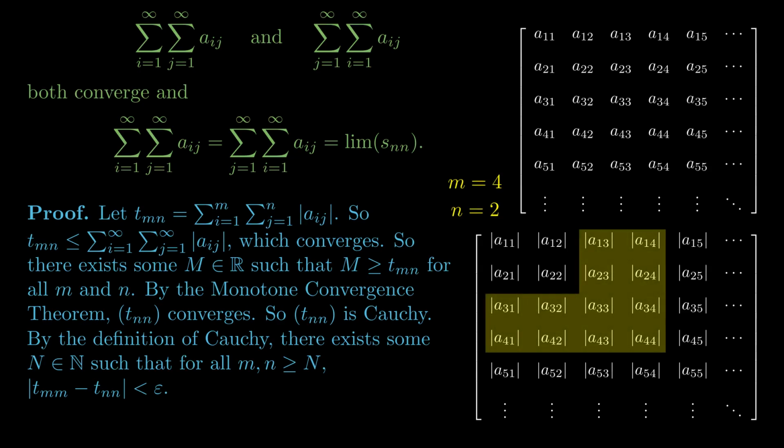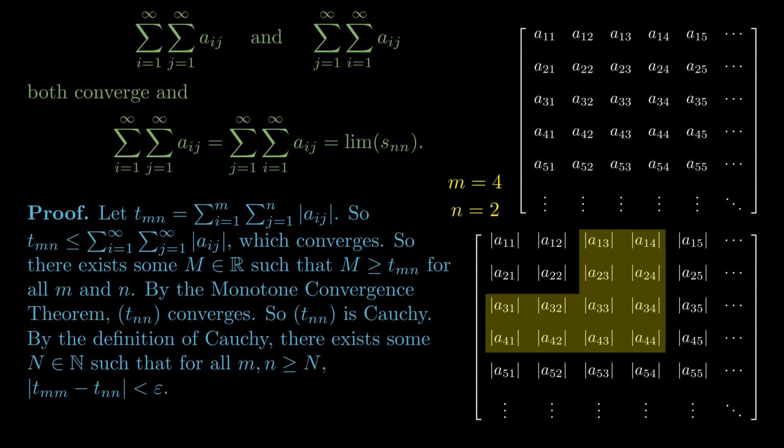So then we'd have an n by n square of values that were being subtracted off of this m by m square. And we're left with this L-shaped region of terms in absolute value whose total sum has to be less than epsilon. But if the total sum of all of those things in absolute value is less than epsilon, by the triangle inequality, if you first took their sum and then took their absolute value, that would have to be smaller, so also less than epsilon. And that's exactly what we need to show that S_nn is Cauchy.